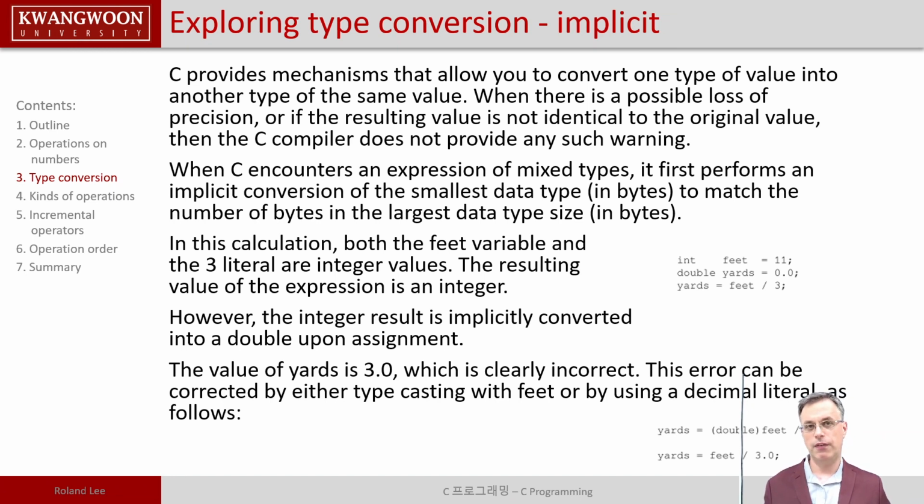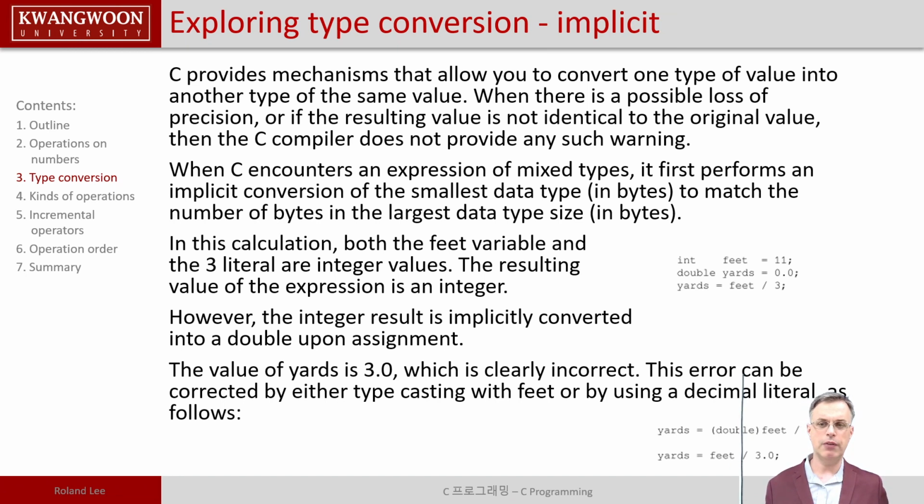When C encounters an expression of mixed types, it first performs an implicit conversion of the smallest data type in bytes to match the number of bytes in the largest data type in size, so in bytes again. This conversion occurs such that the value with the narrow range would be converted into the other with a wider range of values. That's why it is the implicit conversion.